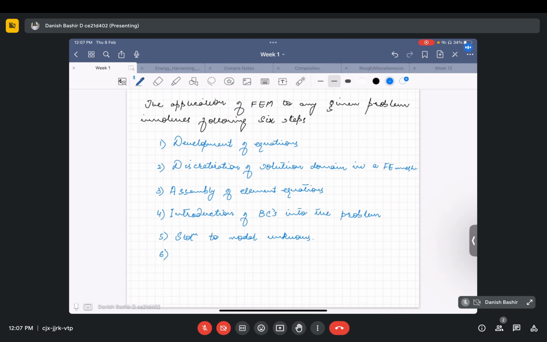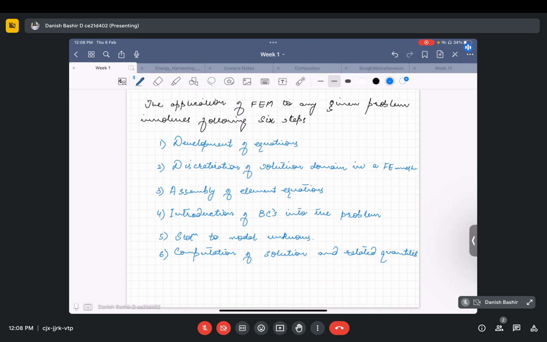And finally, as the last step, the computation of the solution and related quantities. Okay, what I mean by all these steps is that I will take one example of how we incorporate all these steps in our finite element method.